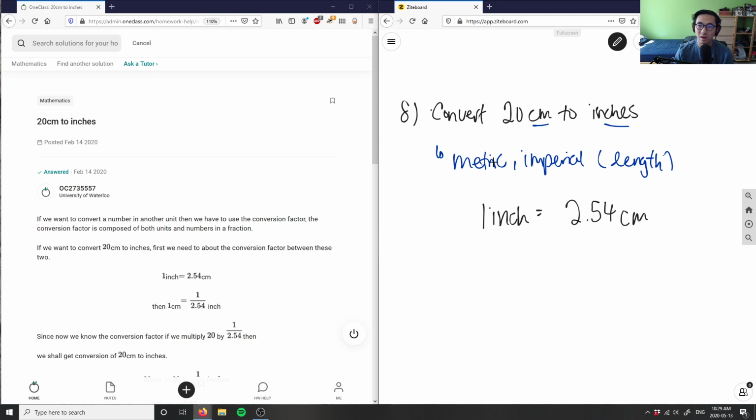So it says 1 inch equals 2.54 centimeters. If I want to find 1 centimeter, this will simply equal 1 over 2.54 inches. If I use my calculator to get a decimal, 1 divided by 2.54 is 0.3937.